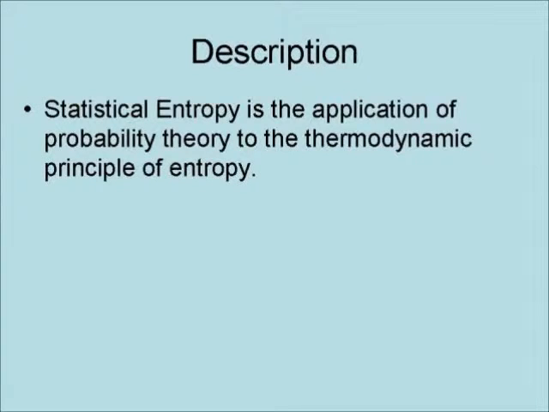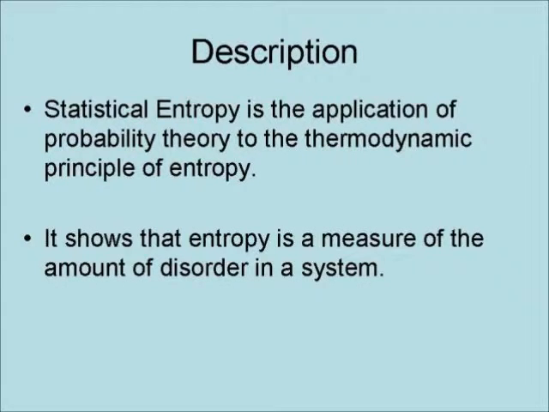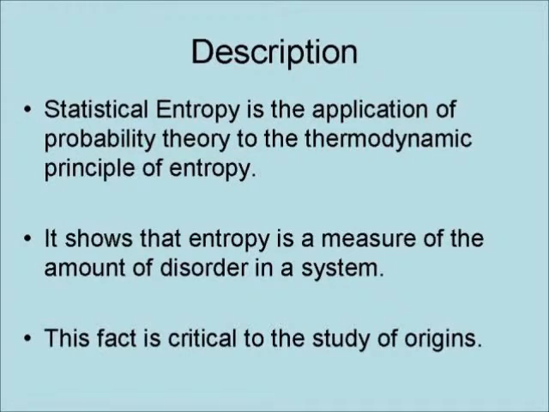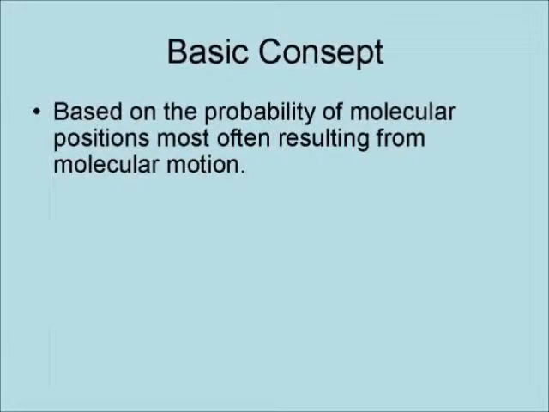Statistical entropy is the application of probability theory to the thermodynamic principle of entropy. It shows that entropy is a measure of the amount of disorder in a system. This fact is critical to the study of origins. Statistical entropy is based on the probability of molecular positions, which most often results from molecular motion.